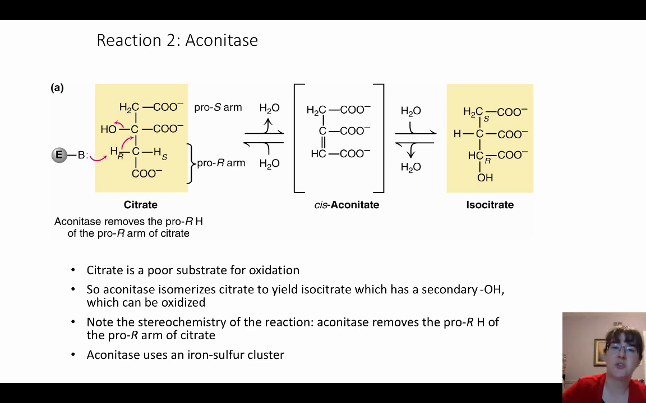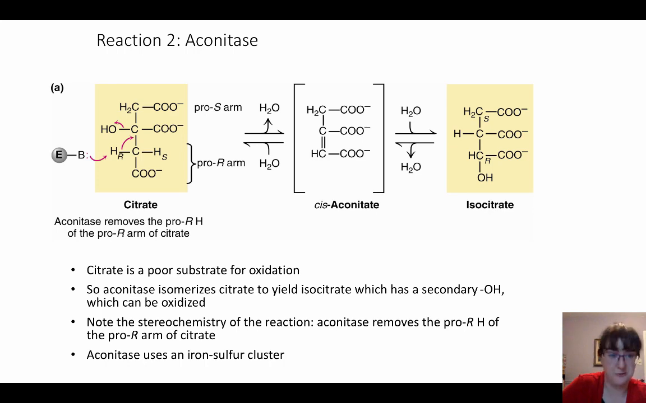The second reaction is that of aconitase. This is going to take us from citrate to isocitrate. It seems like such a small move, but citrate's a really poor substrate for oxidation. So since part of the goal of the TCA cycle is to generate NADH, we need to have catabolic oxidation. And citrate's simply not very good at that. Aconitase is going to isomerize the citrate to yield isocitrate, which will then be more easily oxidized.